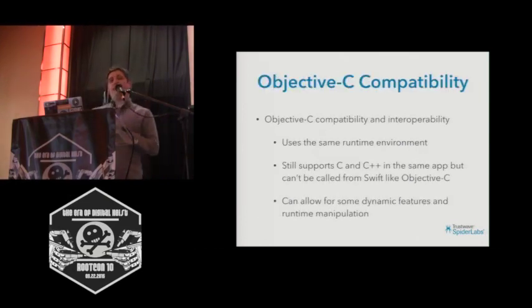So Objective-C compatibility. Swift has Objective-C compatibility and interop. It uses the same runtime environment. It still supports C and C++ in the same app, but you can't call C and C++ directly from Swift like you could with Objective-C. And as we'll discuss later, the interop and the compatibility component can add some dynamic features and runtime manipulation.